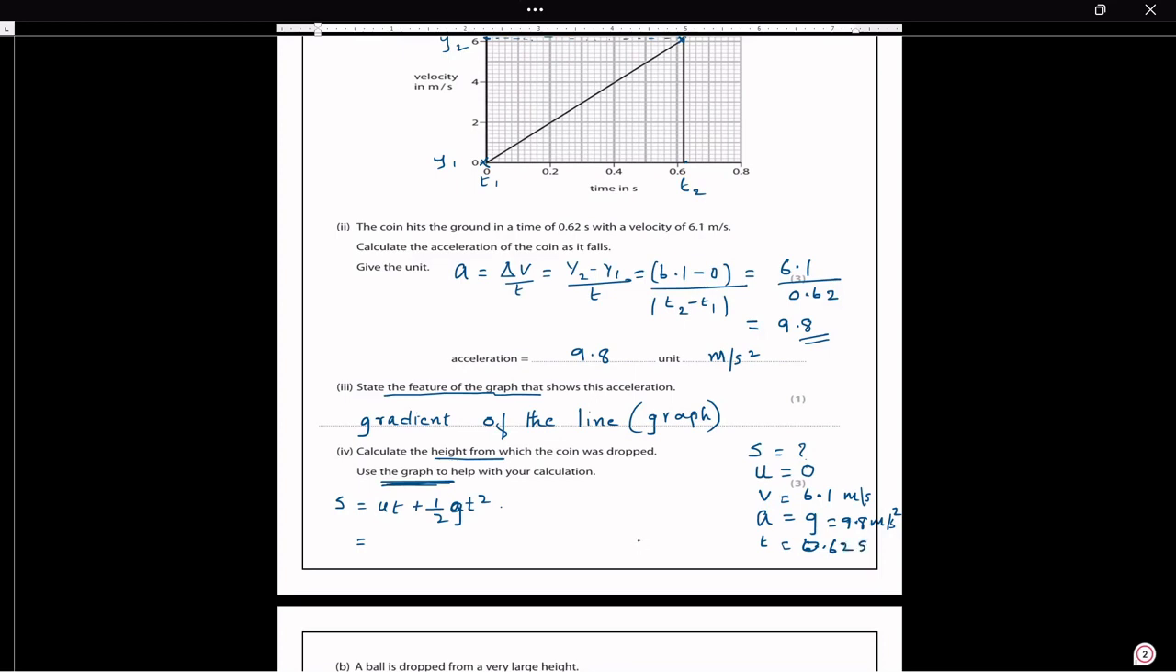Time is 0.62 seconds. So using all these values, this will become 0, plus half times 9.8 times 0.62 the whole squared. On calculation, it is giving an answer of 1.88 meters, approximately 1.89 meters. So this is the answer we are getting.